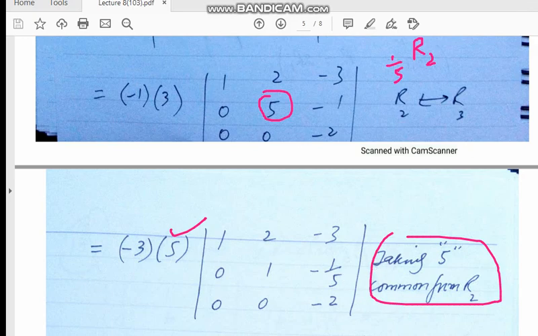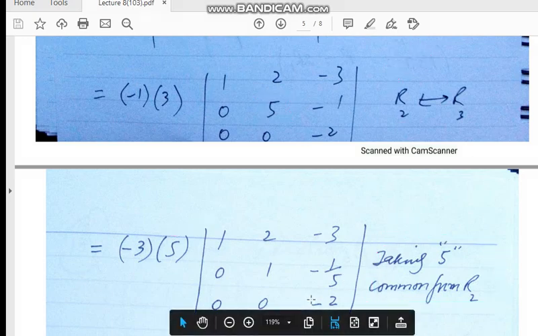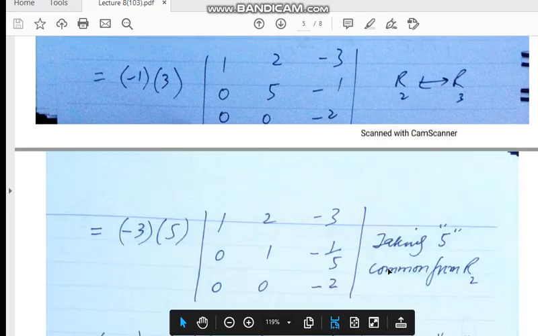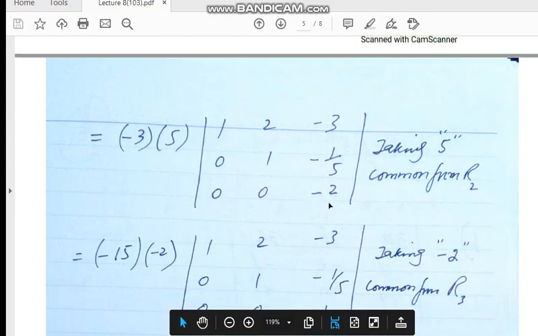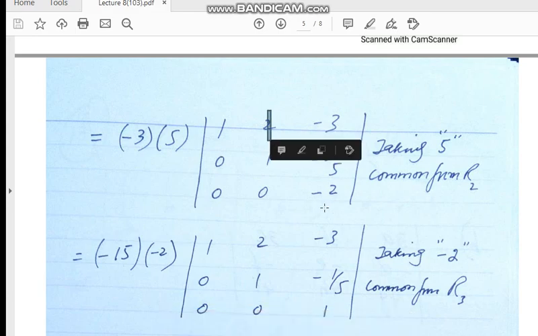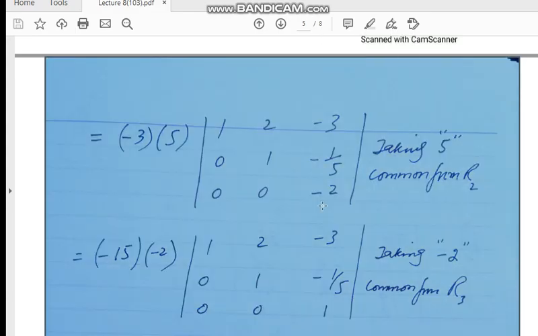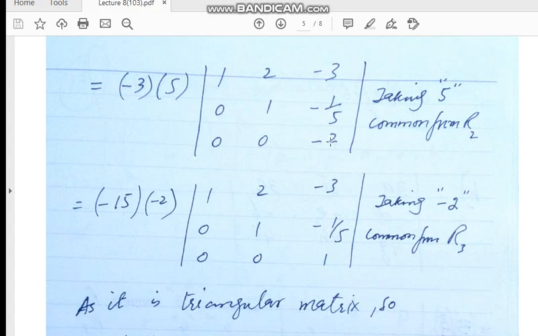And now the next step is to make this minus 2 equal to 1. As we are reducing it into echelon form, there is no need to make this 2 equal to 0. Now we make this minus 2 equal to 1, and how will we make it 1? By taking minus 2 common from this row 3. I have taken minus 2 common, and now after taking common, this matrix has been reduced to a triangular matrix, that is an upper triangular matrix.